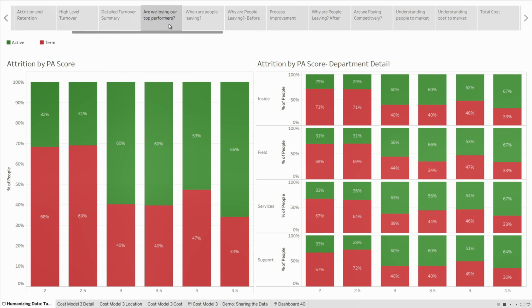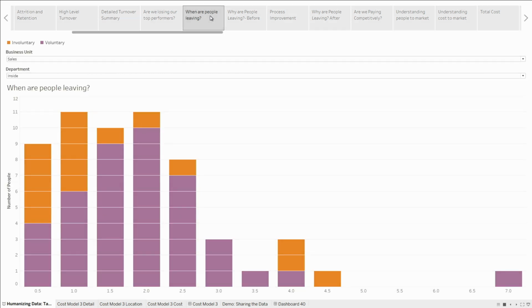So that next question was, when are people leaving? Are these people that have been here for a long time or a short amount of time? At what stage are these people leaving? You'll notice here that I have it filtered down to inside. And you can see, nothing really stands out. It's good that people less than a year, most of those were involuntary, probably performance related. But not a lot of insight comes from this dashboard either.